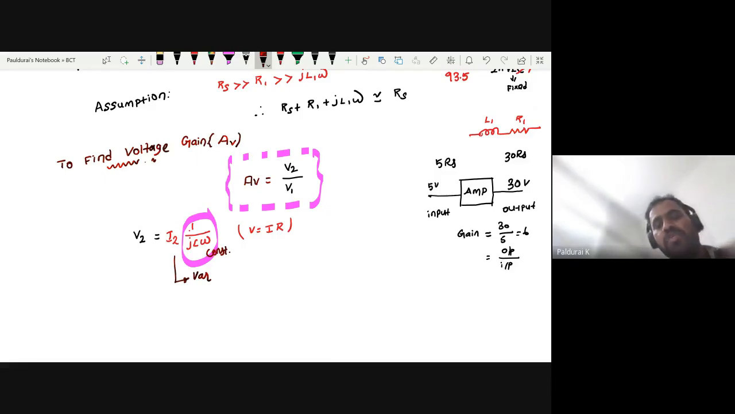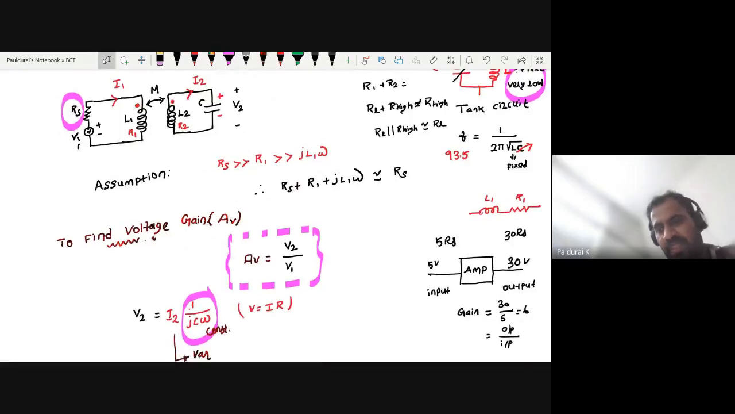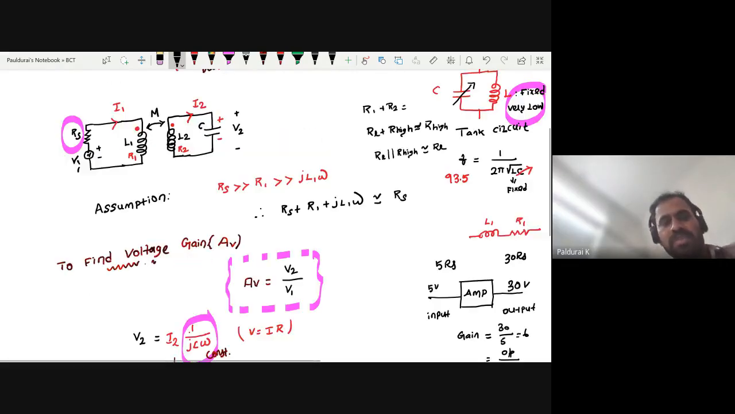So you want to find I2. How will you find I2? In order to calculate I2, you want to apply KVL at loop 1 and loop 2. By using mesh analysis, we are going to calculate I2. So for that, let me first apply KVL at loop 1. Let me copy this diagram.